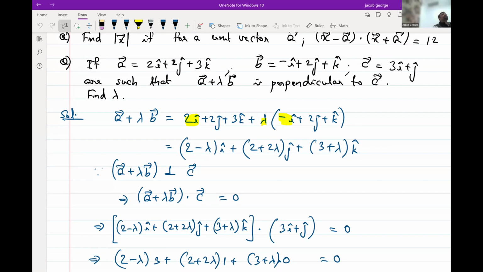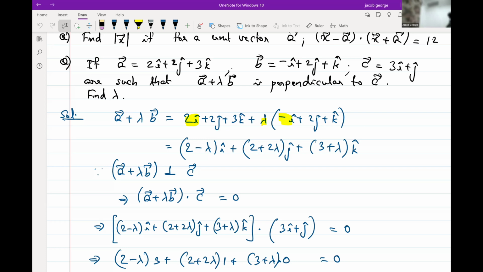Simple question, perpendicular. What is the condition for perpendicular? Dot product is equal to 0. So what is perpendicular in this question? Vector A plus lambda vector B is perpendicular to vector C. So first we find vector A plus lambda vector B. Vector A is given, that we substitute. Lambda is a constant. Then we open the bracket and arrange it in component form.